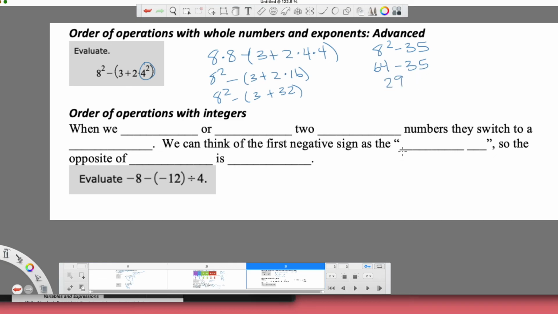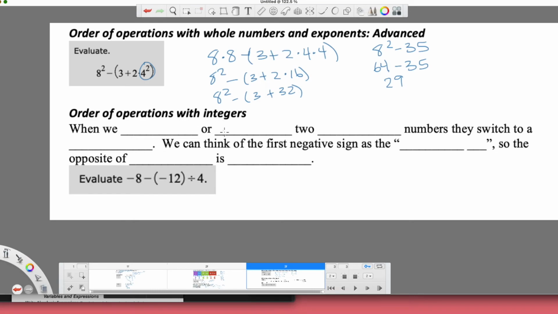So again, just make sure you're paying attention to that order. Parentheses, and then inside the parentheses, exponents, multiplication, division, addition, subtraction. Once you get outside of those parentheses or that grouping, do it again. Okay. All right. So order of operations with integers.